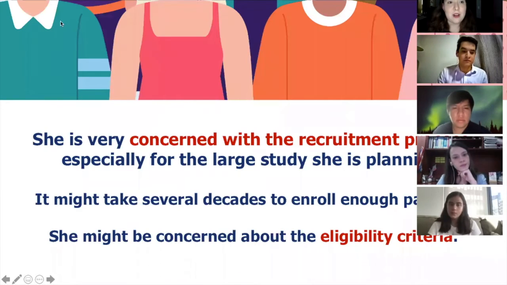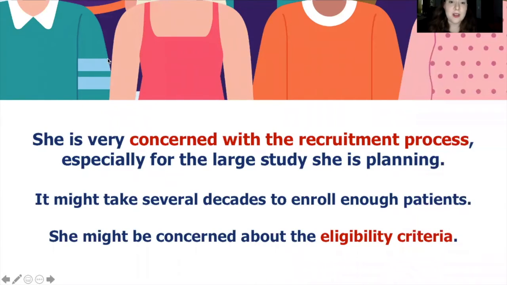She's mainly concerned about the recruitment process, especially for the large study she's planning, about 500 patients. It might take several decades to enroll enough patients, and she might also be concerned about the eligibility criteria because she has to find a balance between external validity and internal validity.